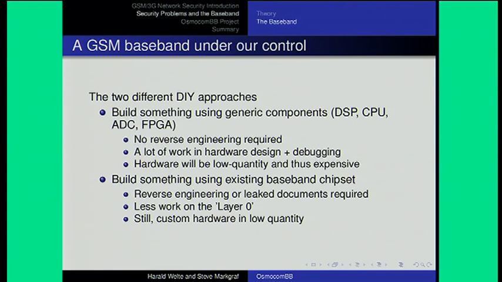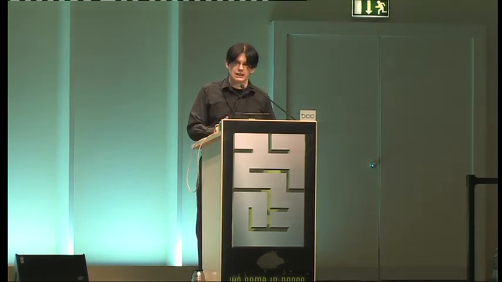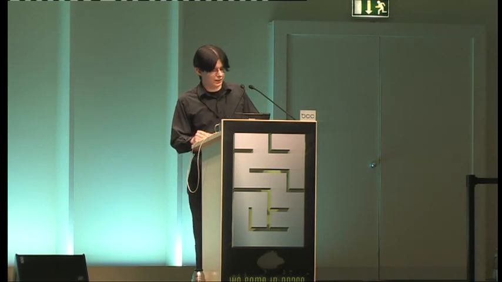You, however, need a lot of work in the hardware and digital logic design and analog design. And in the end, you will end up with something which will be very expensive because it's low quantity. It's a very special purpose device. It's not a neat telephone or something like that. However, as I said, you don't need any secret information. You don't need any reverse engineering.